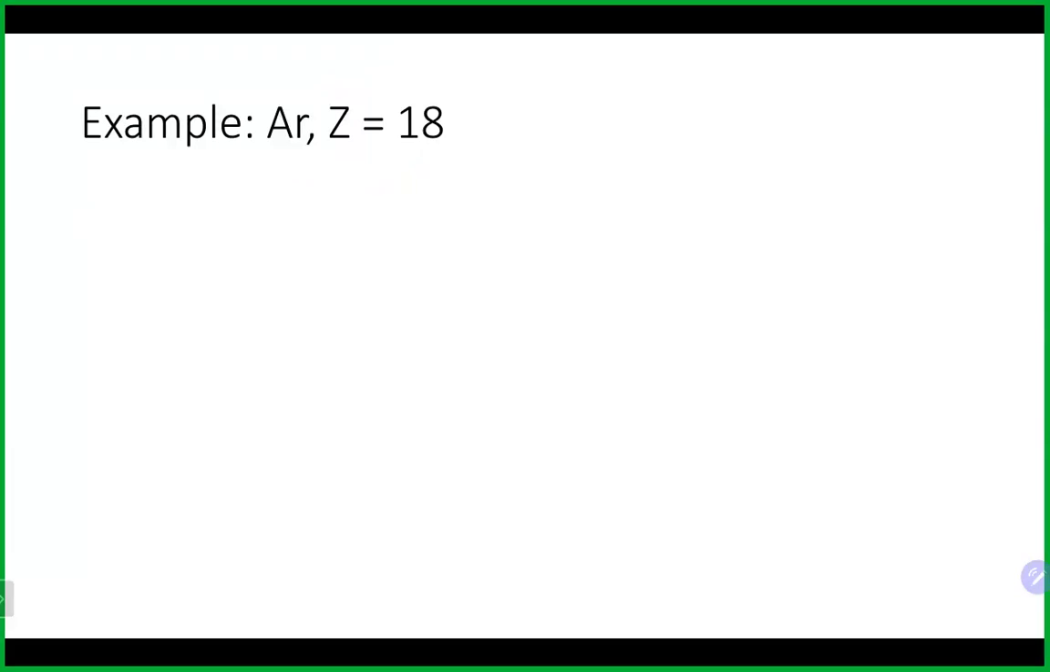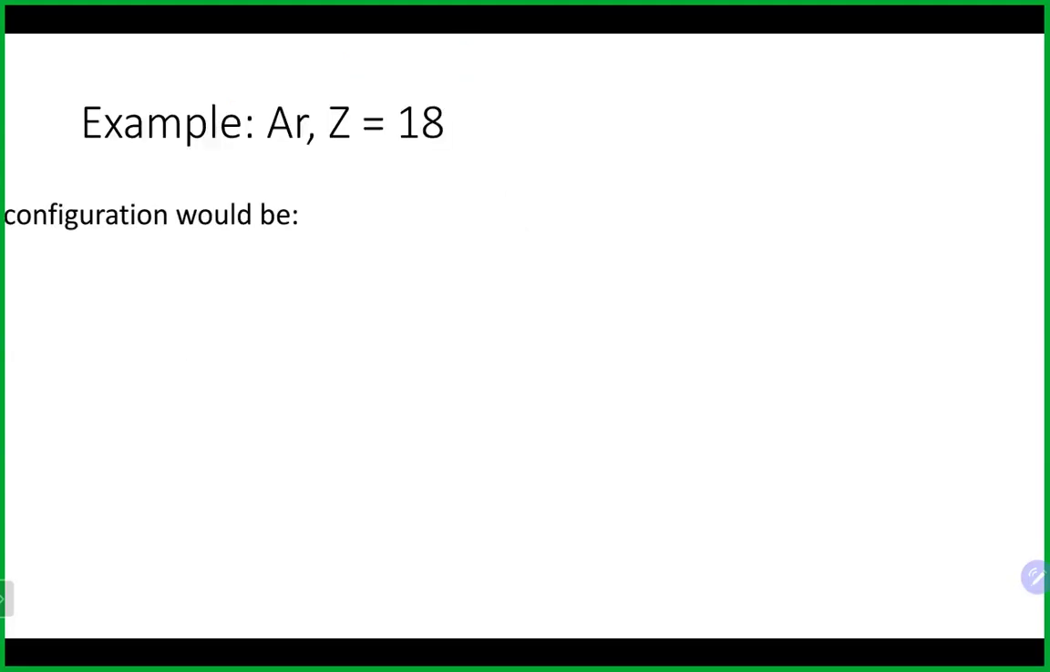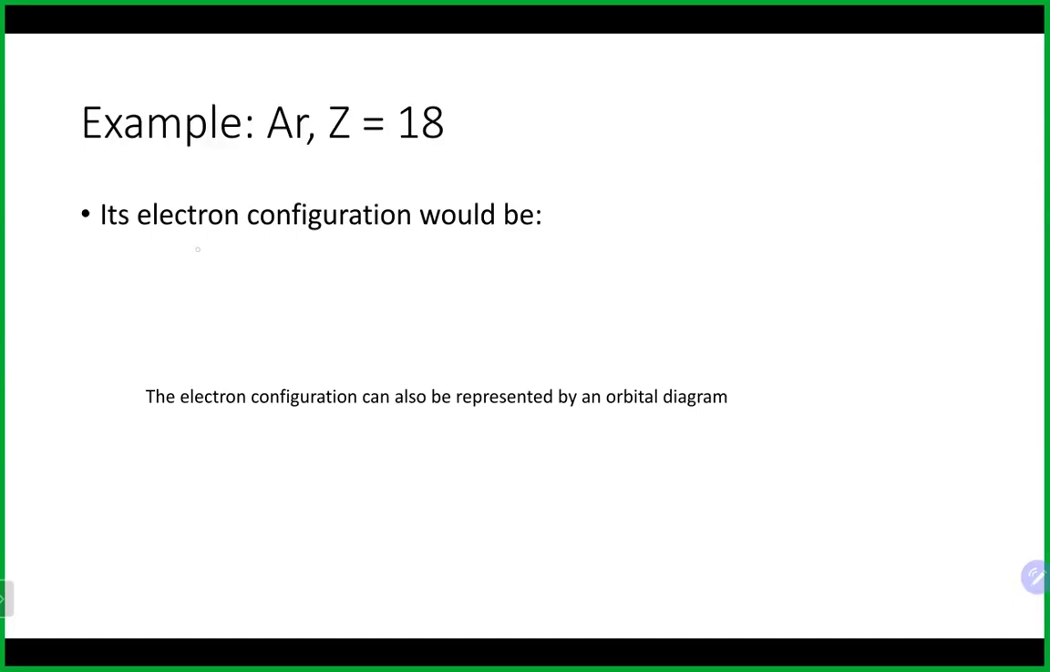Okay, so let's take a look. So 18, once again, we're going to obviously start up here. So that's going to give us 2, 4, that's going to be 12, and 6, 18. So we do have to zigzag that way. So we should end up with here 1s2, 2s2, 2p6, 3s2, and 3p6.